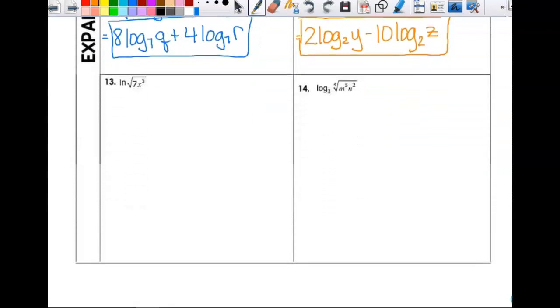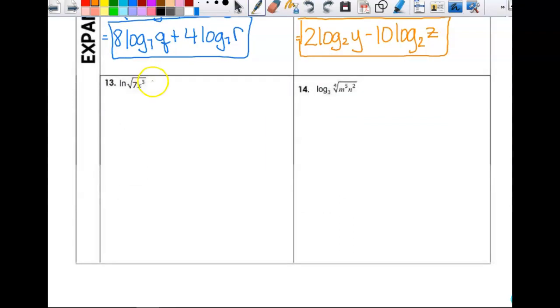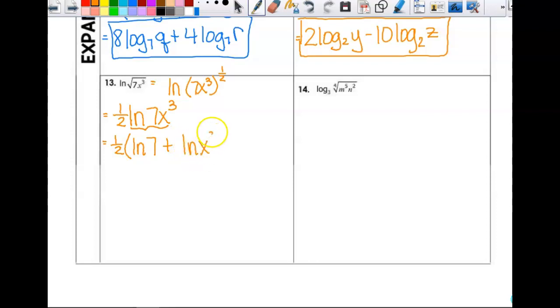All right, so let's check out 13. So this square root, I'm going to have to change to an exponent. So this is going to give me natural log of parentheses 7x cubed to the what power? 1/2. Okay, and those parentheses are important because that was all inside that square root. So then I can bring the exponent out front, 1/2 natural log of 7x cubed. Then I'm going to split this up. So I need parentheses, 1/2 times natural log of 7 plus the natural log of x cubed.